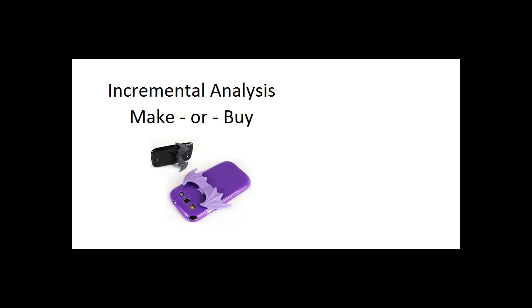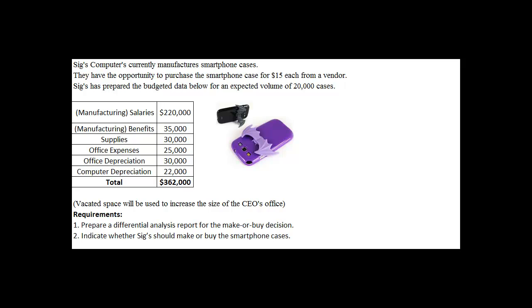This video will use incremental analysis to make the decision easier for an organization to determine whether they should make or buy part of the product that they sell. So the problem that I'm going to walk you through here is a problem where we have a manufacturing company that currently manufactures these fancy little smartphone cases, and they manufacture them internally, and they have an option now from a vendor to buy each one of them for $15 and simply just resell them. So in essence they would be getting out of the manufacturing business.